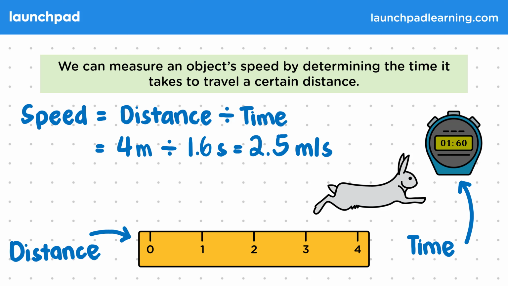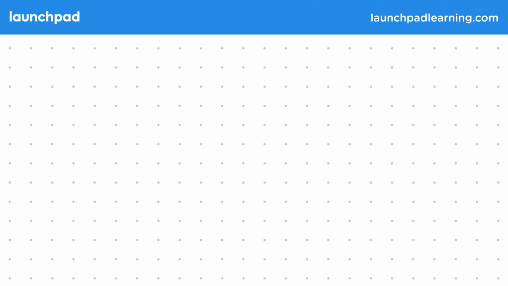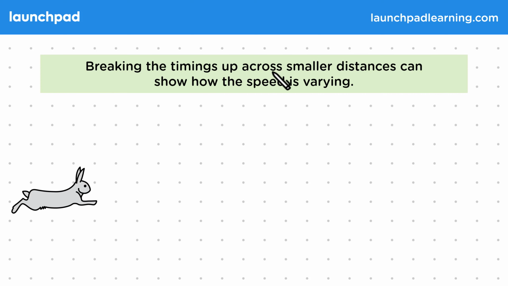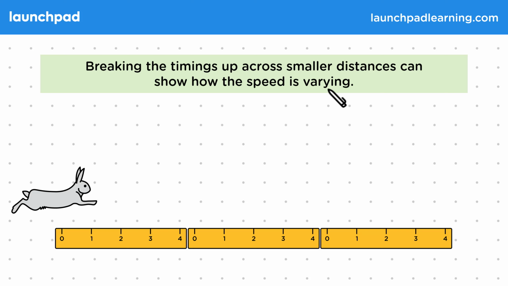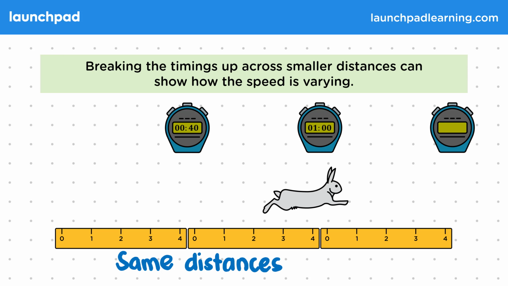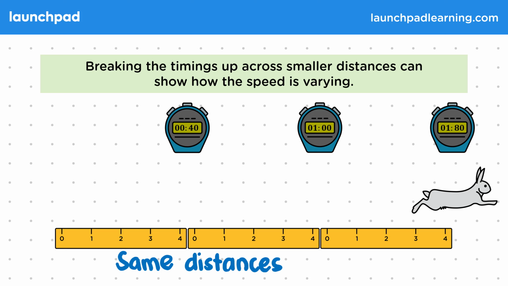2.5 metres per second. But what happens if the speed of the rabbit is changing? This measurement just gives us the average speed. Breaking the timings up across smaller distances can show how the speed is varying. So now we're breaking the rabbit's journey up into 3 even parts with the same distances. Notice how the rabbit slows down during its run.